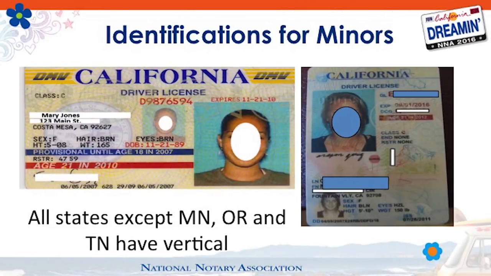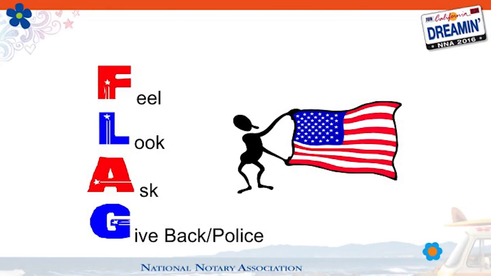Even the IDs for minors are different. A lot of the states are going to the vertical format now. If you see a vertical one, that means you got a minor there, okay? The only states not doing this are Minnesota, Oregon, and Tennessee. Everybody else has gone to vertical format. This is taught by ABC, Alcohol and Beverage Control here in California. It's called FLAG. It's an acronym for steps you can take to check for a fake ID. Feel, Look, Ask, or Give back to the police. So the very first step is we're going to feel, all right?